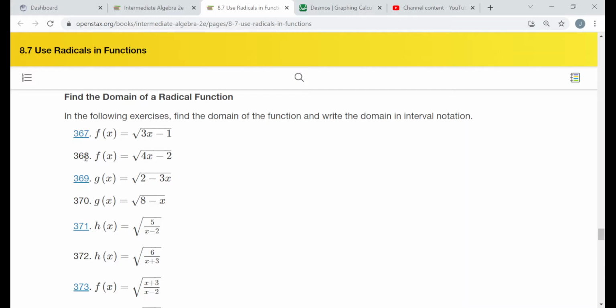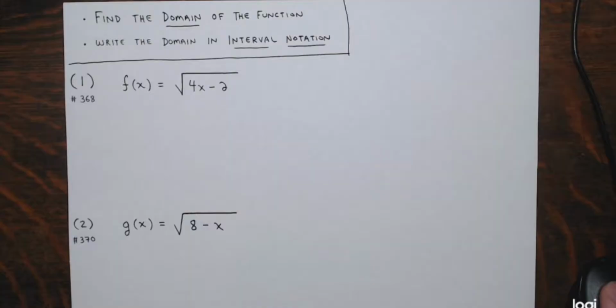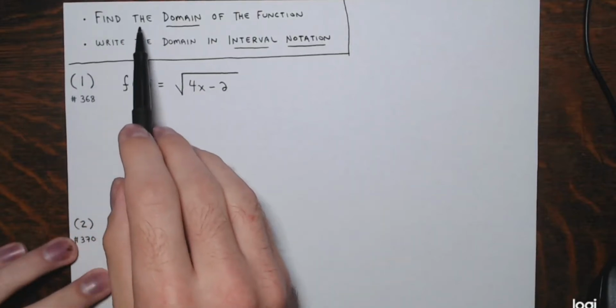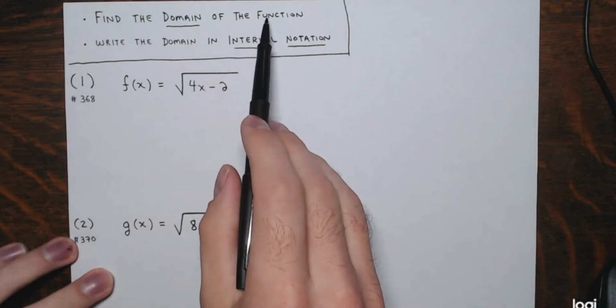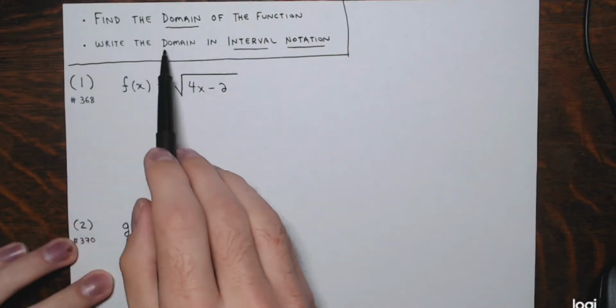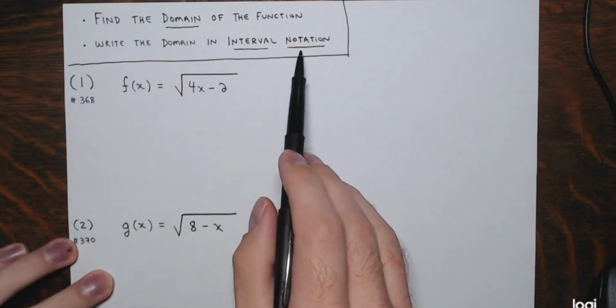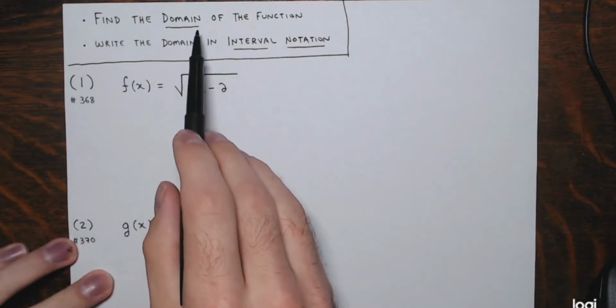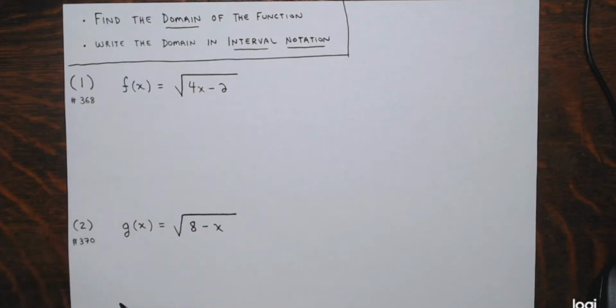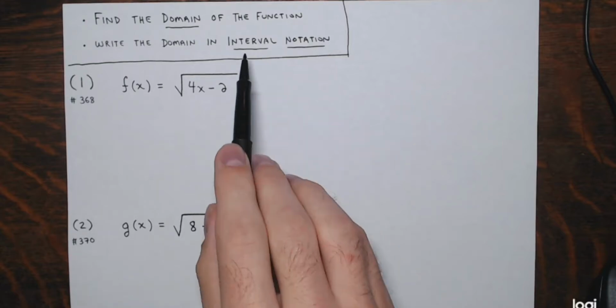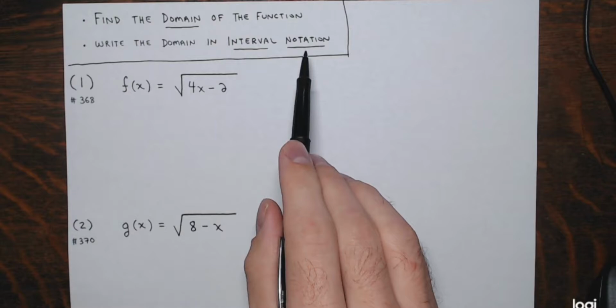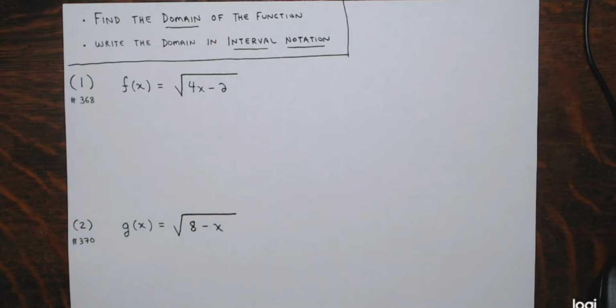Okay, so the first question is exercise 368. I have these written out. And in every single one of these questions, we're asked to first find the domain of the function, and secondly, write the domain in interval notation. So the domain of a function, recall, is the set of all allowable inputs for that function. And I'm hoping you have seen or recall interval notation from other videos I've put up, or from your reading and studying yourself.